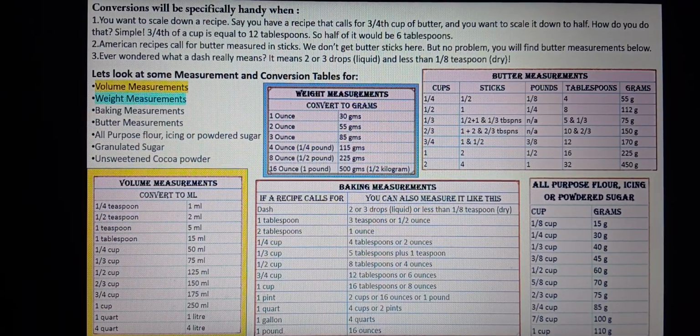Butter stick measurements, there they all are for you. And you can see what a quarter cup is, a half a stick, which is an eighth of a pound, which is 4 tablespoons, which is 55 grams. So there's such a lot here, and it would take too long to go through every single one of them. So take a snapshot of these tables and keep them handy and study them and learn them.